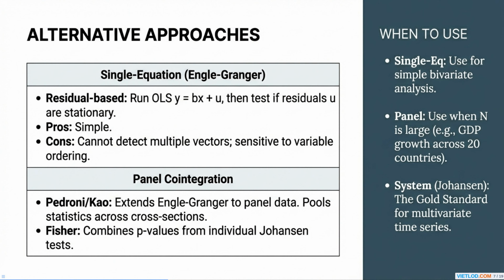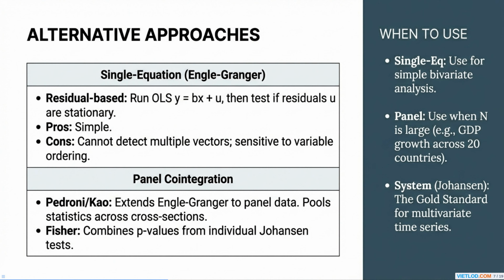This slide outlines various cointegration approaches beyond the Johansen test, each with its own advantages and suitable applications. First, we have the single equation Engle-Granger method. This is a residual-based approach, where you first run an ordinary least squares, or OLS, regression. Then you test if the residuals from that regression are stationary. Its main pro is its simplicity.